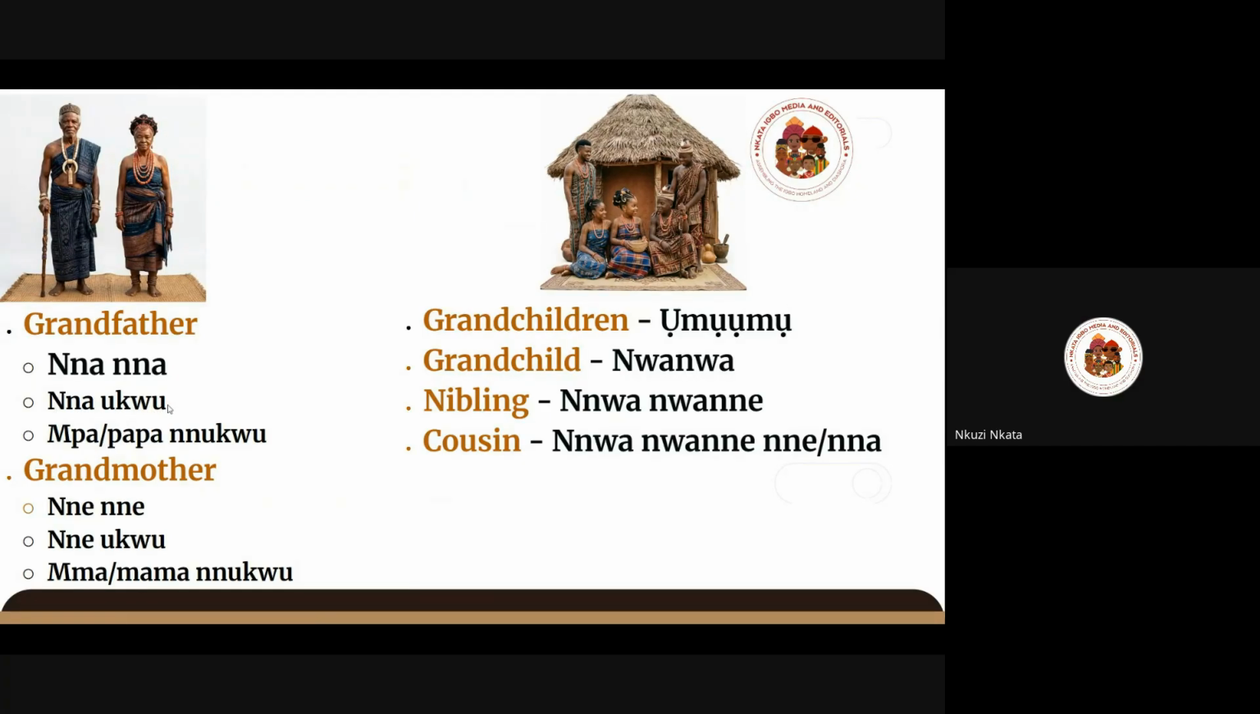So ukwu means great or bigger. Okay, something that is big. Ukwu means to be big, right? So nna ukwu could be the bigger father. Okay, so it's also used for grandfather. Nna ukwu, the bigger father. Okay, so nna m, my father. Nna m ukwu, my grandfather.